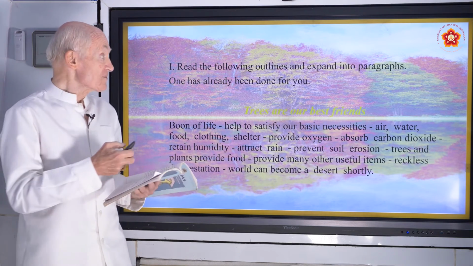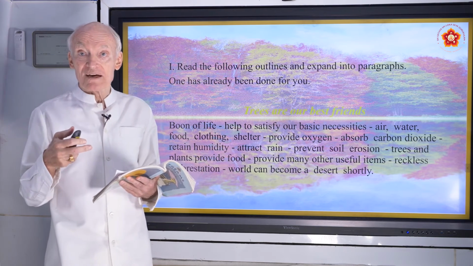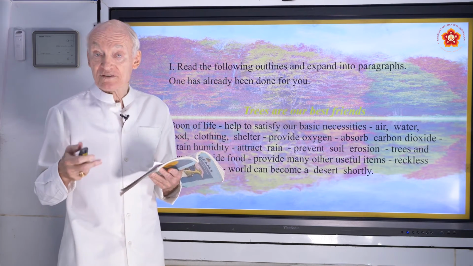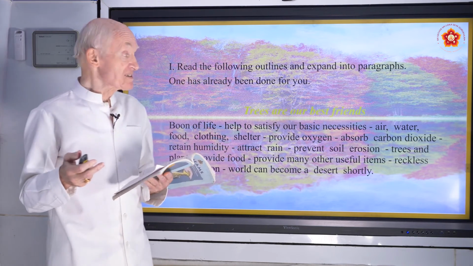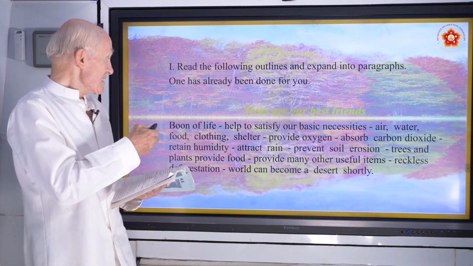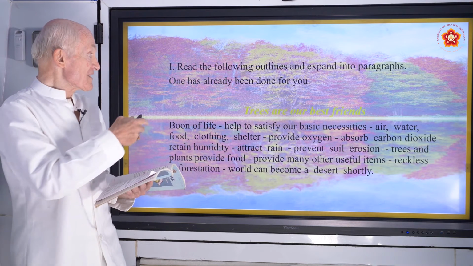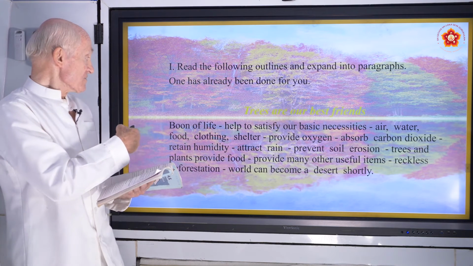So read the following outlines and expand into a paragraph. They're going to give us some outlines, and they want us to have some expertise and experience of writing paragraphs. One has been done for you. So we have a picture of a forest here. So they've given us some outlines.